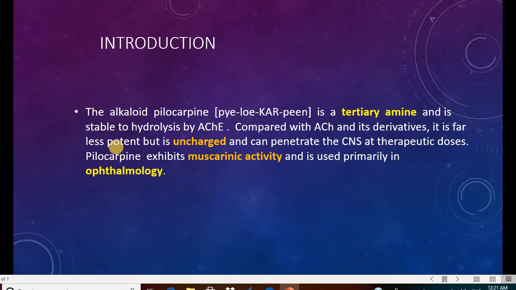So first of all, the alkaloid pilocarpine is a tertiary amine and is stable to hydrolysis by acetylcholinesterase. So this is the important point. It cannot be hydrolyzed by the acetylcholinesterase enzyme.